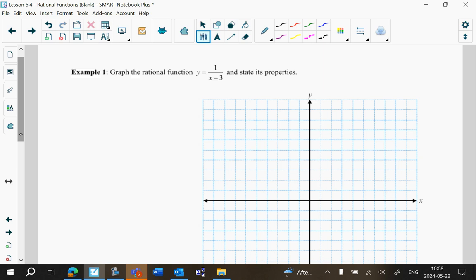Okay, let's start with the horizontal asymptote. I said that was going to be the same thing all the time. What did I say it was going to be? y equals 0. Remember, y equals 0 is horizontal. So I know I'm going to have this. That's for sure.